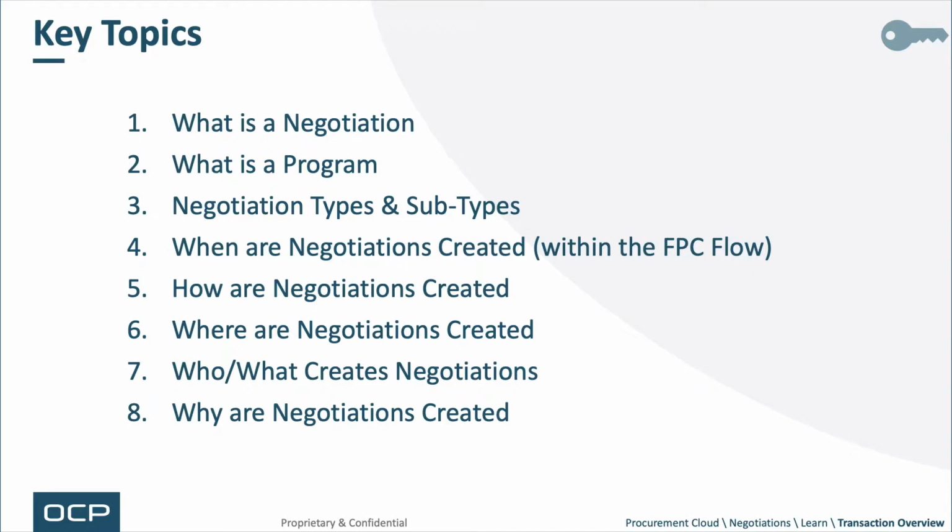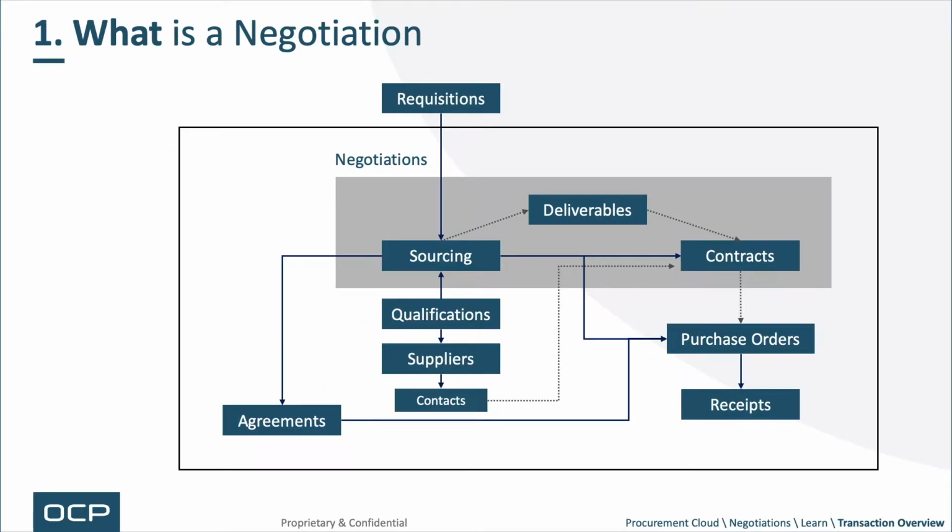So let's get started. This is a little different. Usually we have some text here, we'll grab something from Wikipedia, but I chose to do it a little bit differently in this slide. You'll see this gray box with negotiations, and it's really around 3 different boxes: sourcing, deliverables, and contracts. While you don't author the contract within the negotiation, you can certainly initiate it from there, and there's a lot of relevance or connectivity.